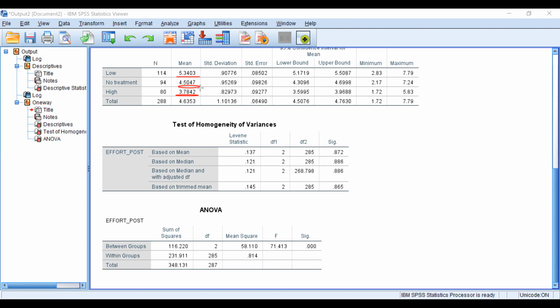If you have 2 groups, low and high, and there's a significant difference, then you know it's between low and high. But if you have 3 groups and there's a significant omnibus test, omnibus means somewhere in there there's a significant difference, but it doesn't tell you where. Yes, you have a difference between low and no treatment, but is it significant? I don't know. You have a difference between no treatment and high. Is it significant? I don't know. So what do we do about that?